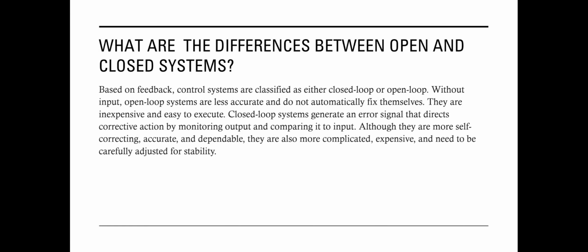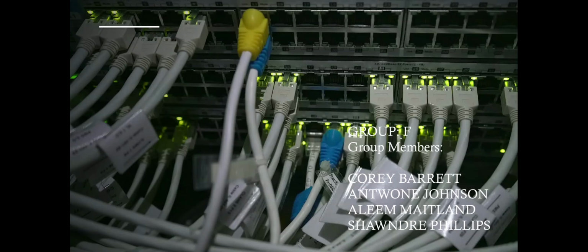Between open and closed loop systems, feedback control systems are classified as either closed loop or open loop. Without feedback, open loop systems are less accurate and do not automatically fix themselves. They are inexpensive and easy to execute. Closed loop systems generate an error signal that directs corrective action by monitoring output and comparing it to input. They are more self-correcting, accurate, and dependable. They are also more complicated, expensive, and need to be adjusted for stability.